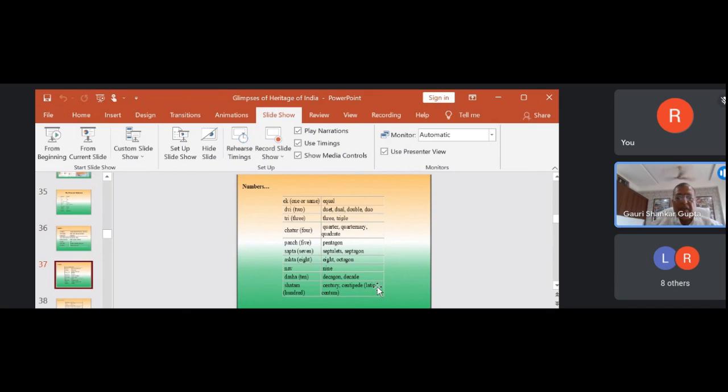Nav is 9 in Sanskrit, and actually it's more or less the same word in English, nine. In French it's called neuf. In Spanish it's called nueve. So there's not much of a difference. The root is the same. The pronunciation and spelling change slightly. That has happened with time and space.